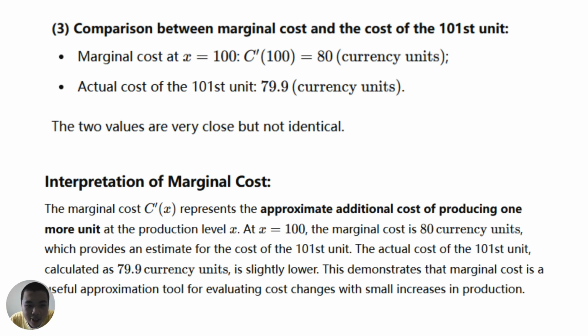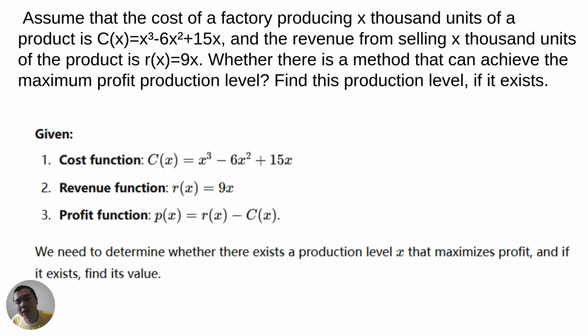Let me give the interpretation. The marginal cost C'(x) approximates the additional cost of producing one more unit at production level x equal to 100. The marginal cost is 80 currency units, which provides an estimate for the cost of the 101st unit. The actual cost of the 101st unit, calculated as 79.9 currency units, is slightly lower. This demonstrates that marginal cost is a useful approximation tool for evaluating cost changes with a small increase in production.